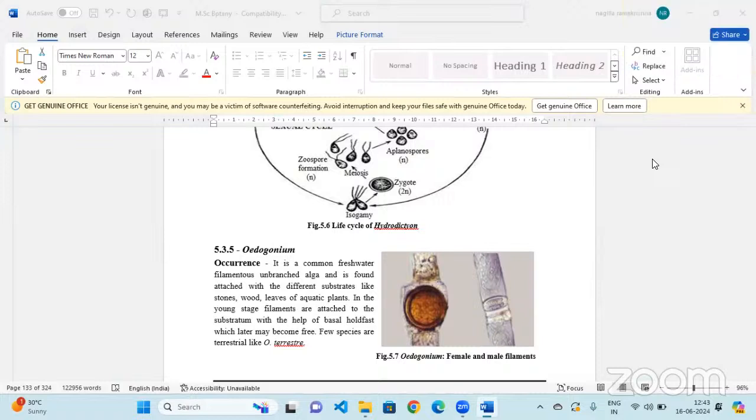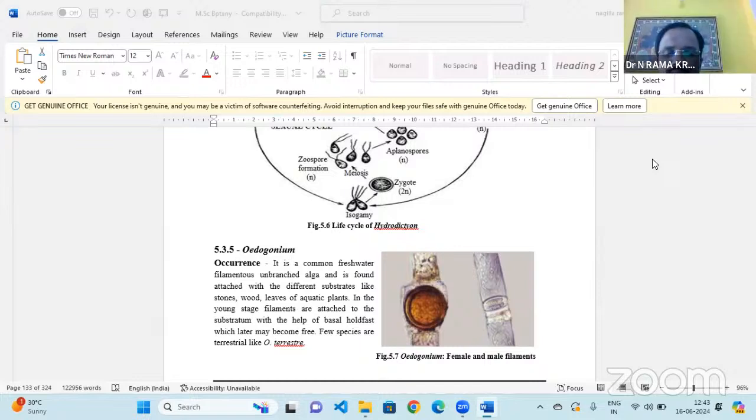Okay, sir. Economic importance, if it is there, can we write, sir? Economic importance, no need. Here no need. Okay, sir. If they ask about life history, likewise, we can add all this vegetative reproduction. Yes. That's enough. Okay, sir. Thank you.